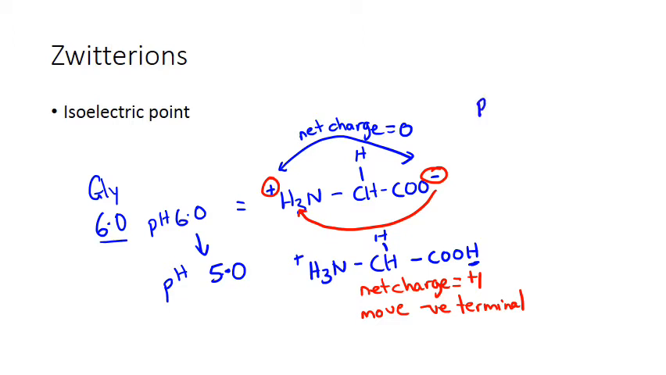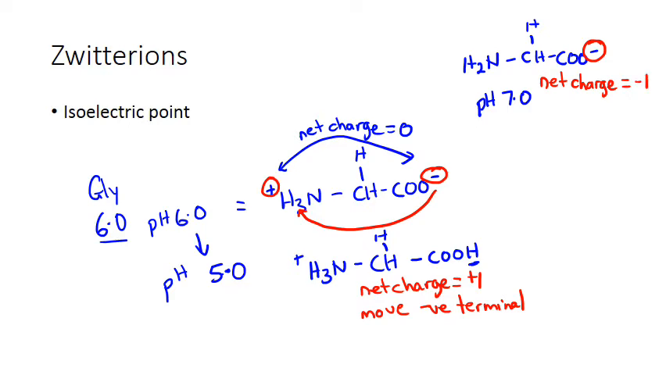Now at, let's say, a pH of 7, we'll now have the negative form. Okay, so we're losing hydrogen here. Alright, so what we have is a negative charge there. So a net charge now is -1. And if we do an electrophoresis, this will move to the positive terminal.